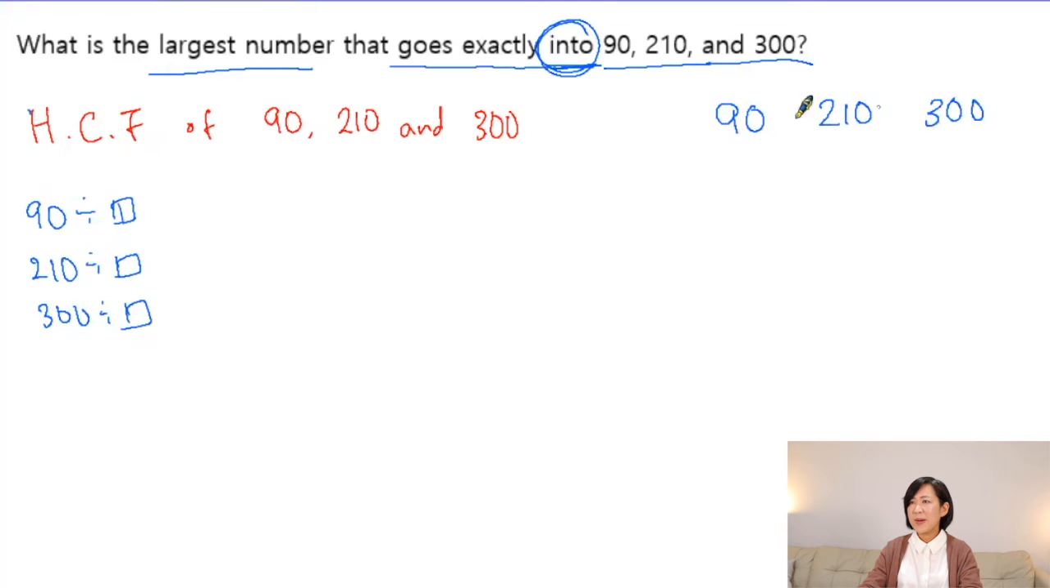Let's use our ladder method. The common prime factor of these 3 numbers is 2. 45, just halving all the numbers.